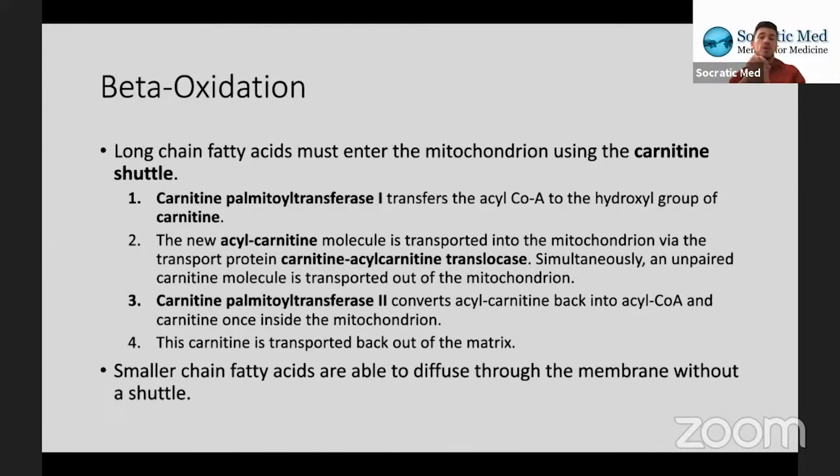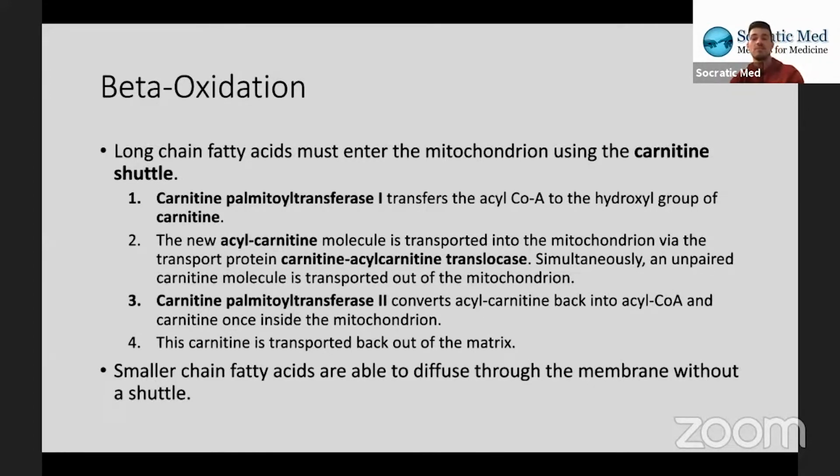Step 2: the new acyl carnitine, as we're referring to this molecule, is transported into the mitochondrion via the transport protein carnitine acyl carnitine translocase. This transport protein is an integral protein in the membrane, and the acyl-CoA cannot go through this translocase unless it's attached to a carnitine. That's why we're attaching it. Simultaneously, an unpaired carnitine molecule is transported out of the mitochondria.